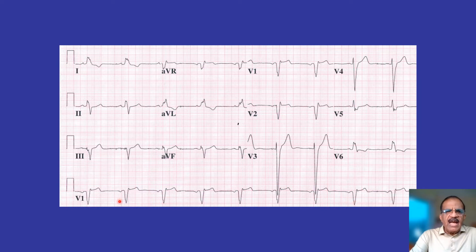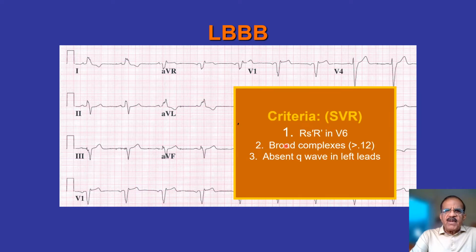See this one, I'm not going to show any further hints here. Sinus rhythm, broad complexes here, broad complexes everywhere. This is RSR in lead 1, RSR in V6. So this is surely left bundle branch block. And PR interval is normal, so there is no bifascicular or trifascicular block, with the same criteria which I have discussed earlier, so I'm not going to repeat them.